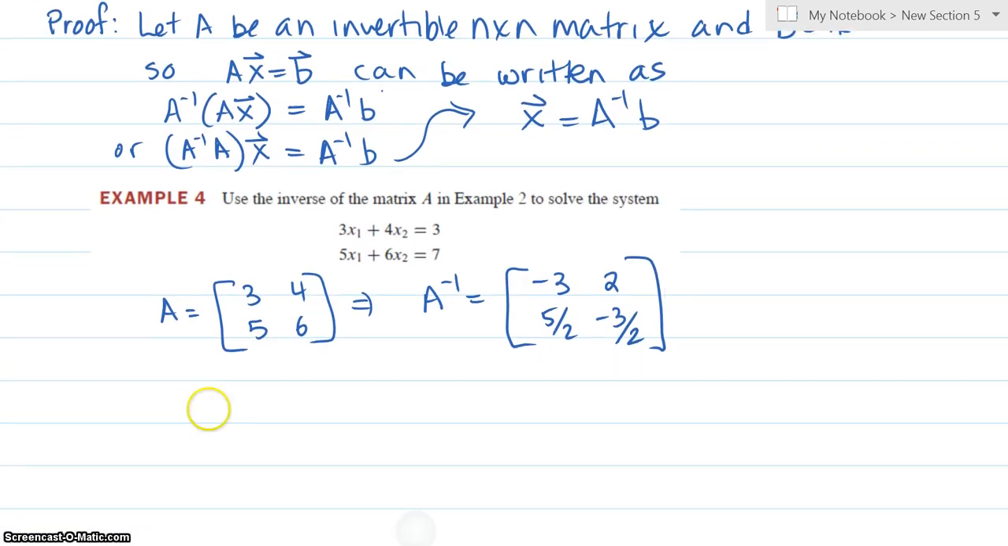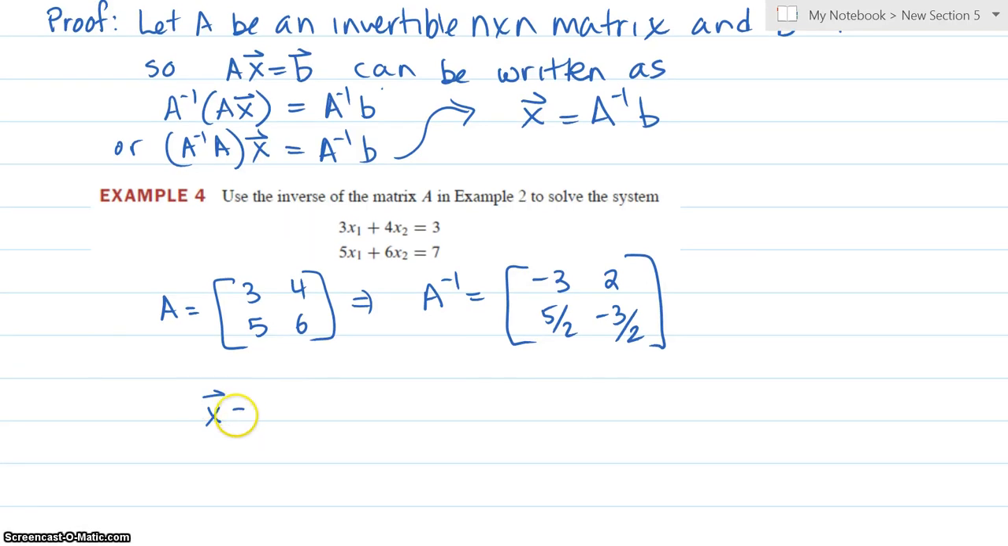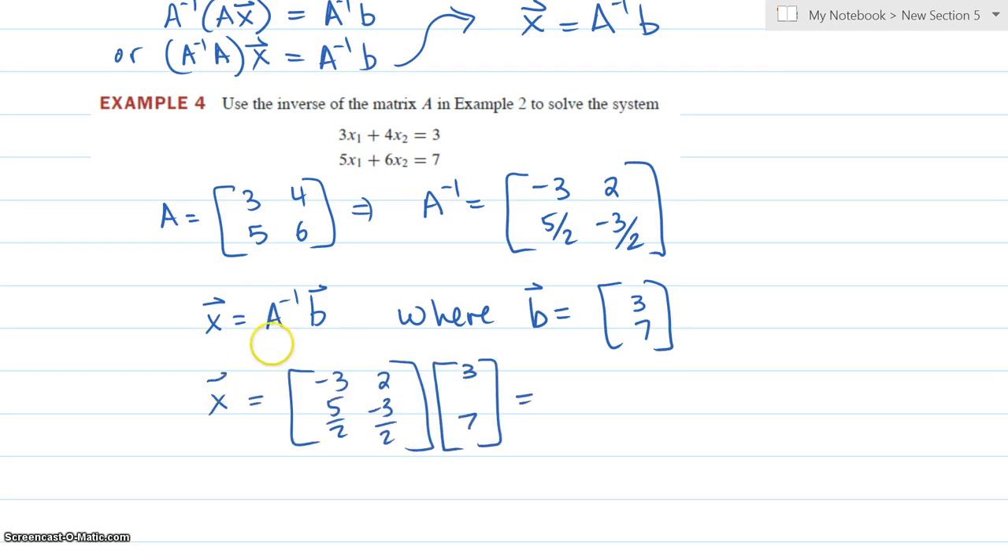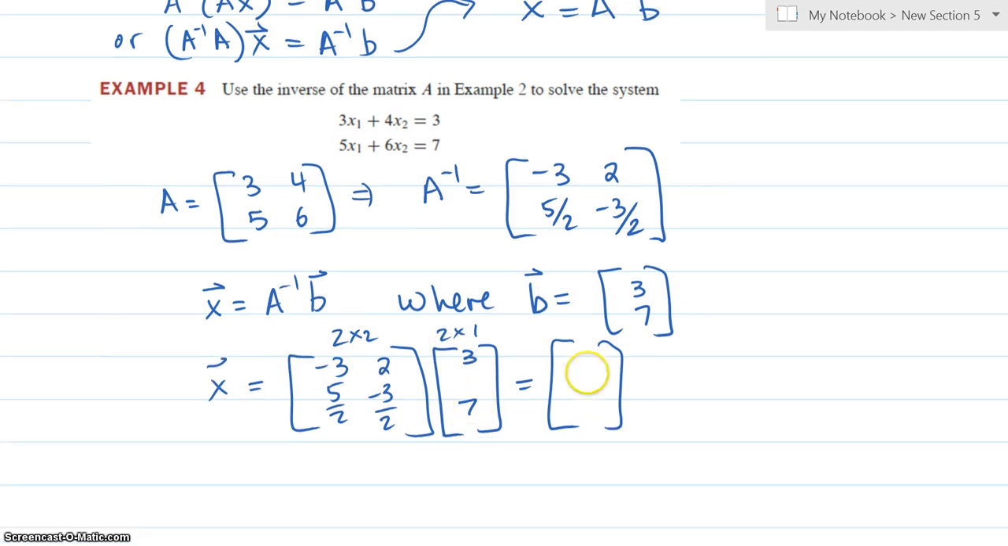So now we can find out what X is. X is just equal to A inverse times that B, where B is the vector 3, 7. So let's try that. So here's A inverse times B. I just multiply them together. This is a 2 by 2, and this is a 2 by 1. So we're going to get a 2 by 1. And what is that going to be? Negative 9 plus 14 is 5.